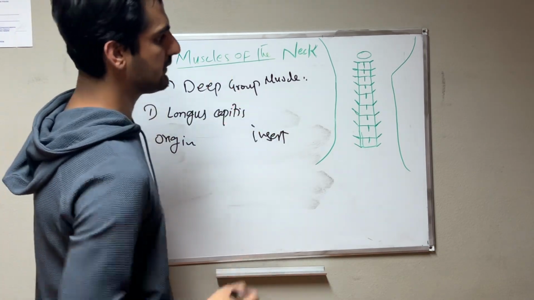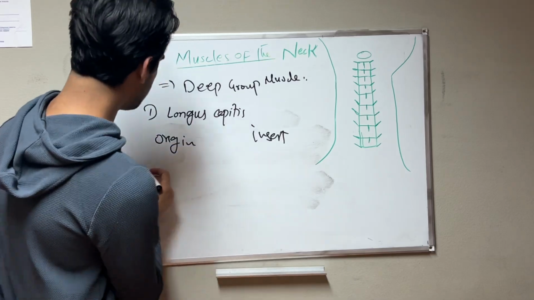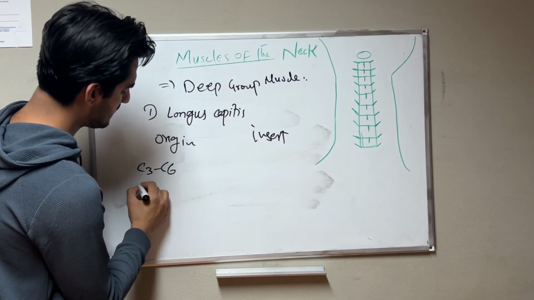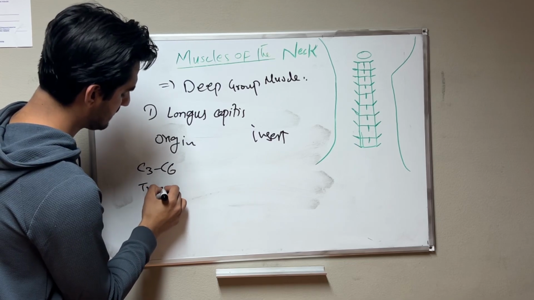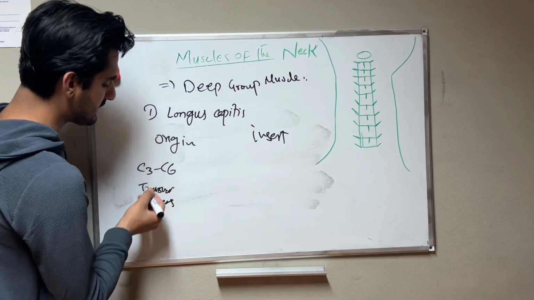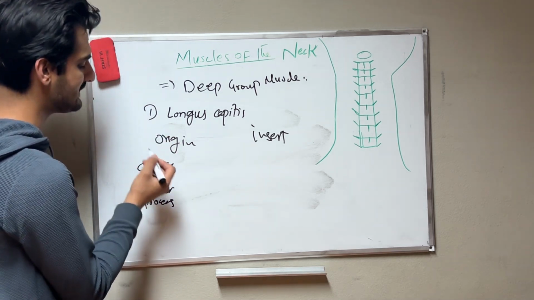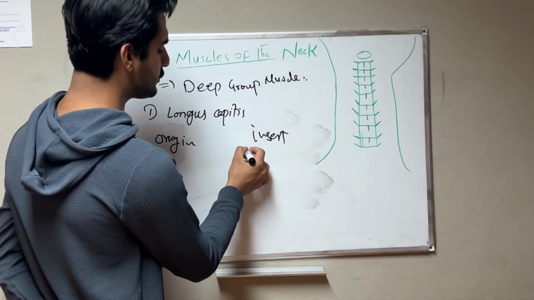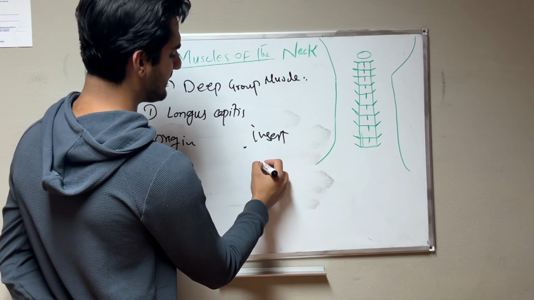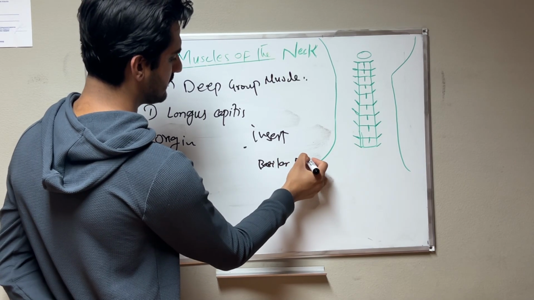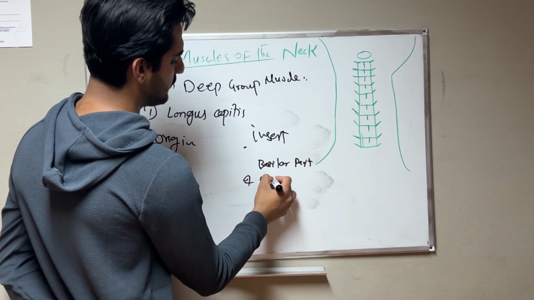We will talk about the origin and insertion. First we will look here. It originates from the C3 to C6 transverse process. It means the transverse process of C3 to C6 cervical vertebra, and inserts into the basilar part of the occipital bone.